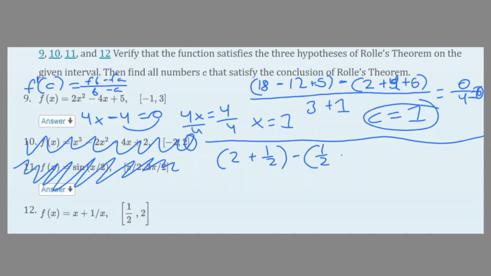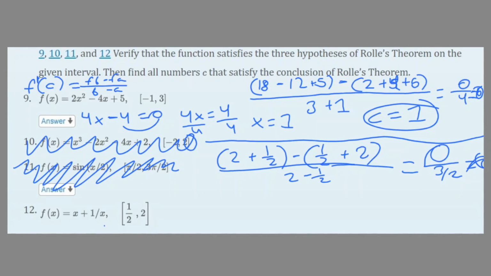So we're going to have 1/2 plus 1 divided by 1/2, which is 2, and then we're going to have 2 minus 1/2. But on the top, we have 2 plus 1/2, which is 2.5, minus 1/2 plus 2, which is 2.5. So we're going to have 0 over, it doesn't even matter what's on the bottom. On the bottom would be 3/2, but the result would be 0. So this number 12 does follow Rolle's theorem.